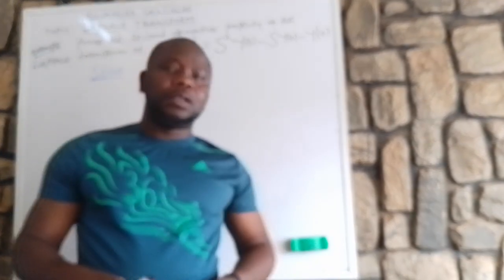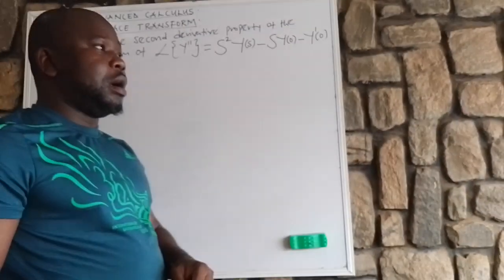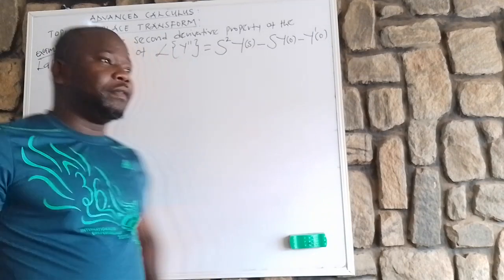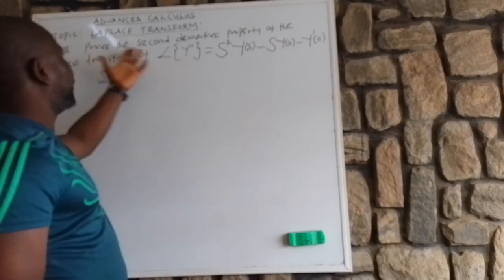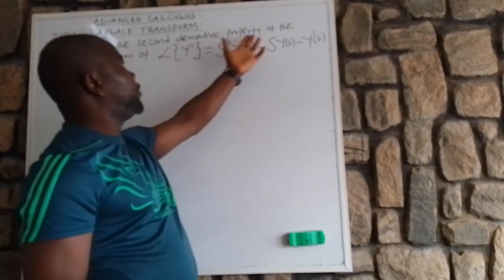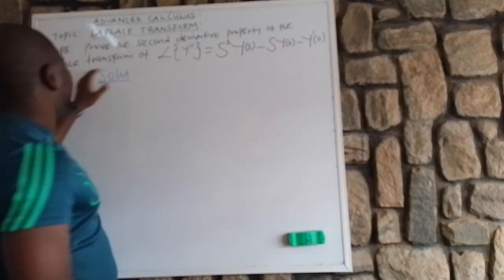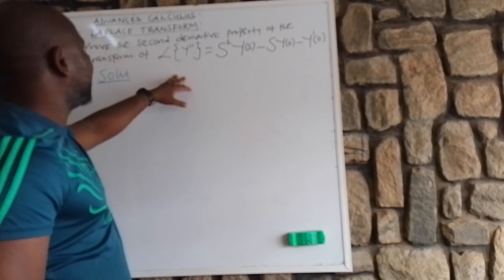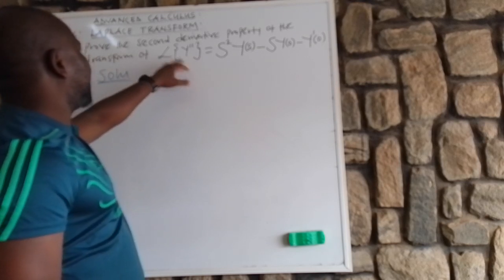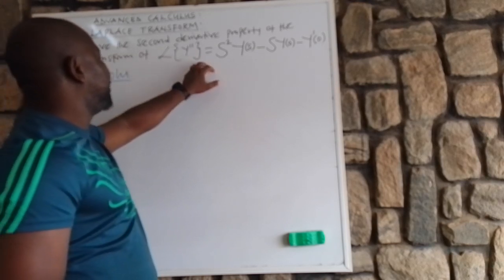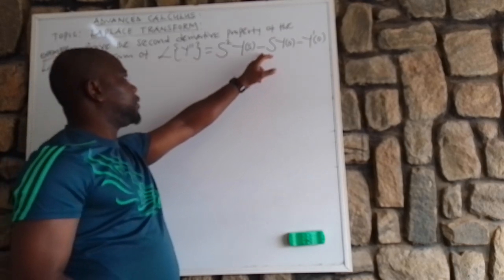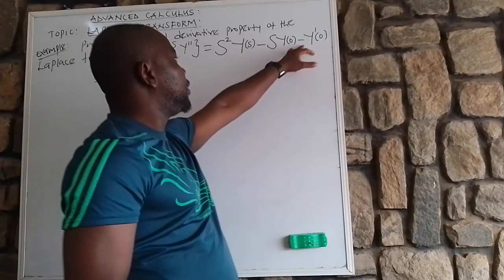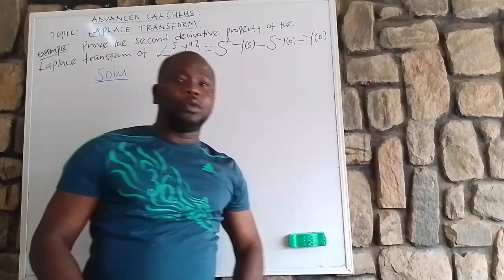In this video, we'll be talking about Laplace transform. We are going to solve one example. Look at it here. Prove the second derivative property of the Laplace transform: Laplace of y prime prime equals s square Y of s minus s y naught minus y prime naught.